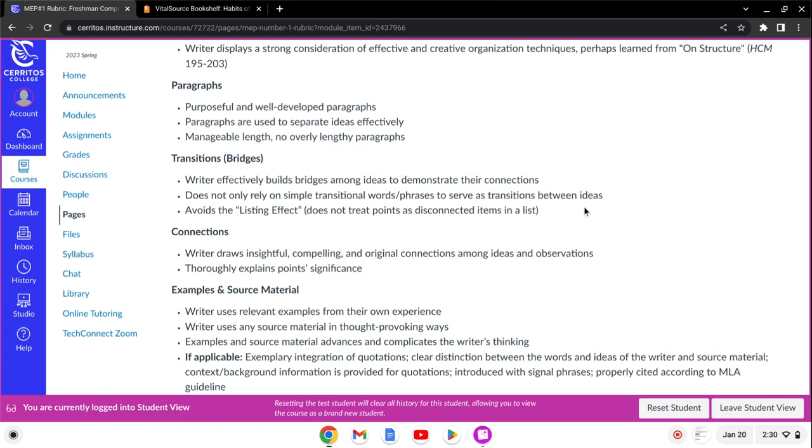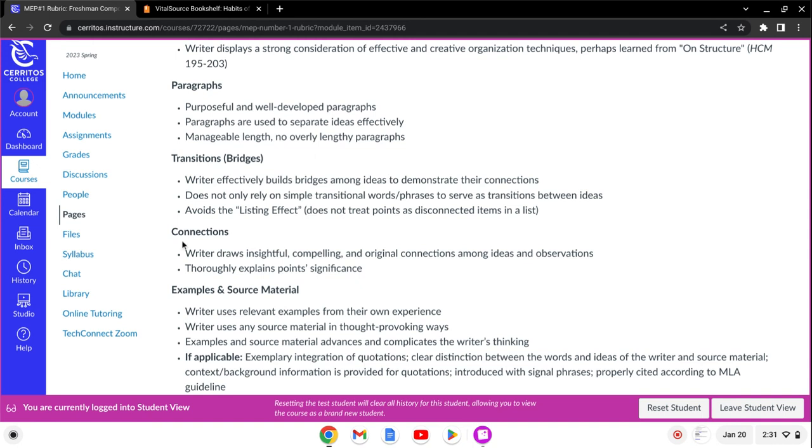Think of your transitions more, like I said, as those bridges. So full-on sentences that show the link between one idea and the one that comes next. And then all of that hopefully will help you avoid that listing effect. So not treating your points as just disconnected items in a list.